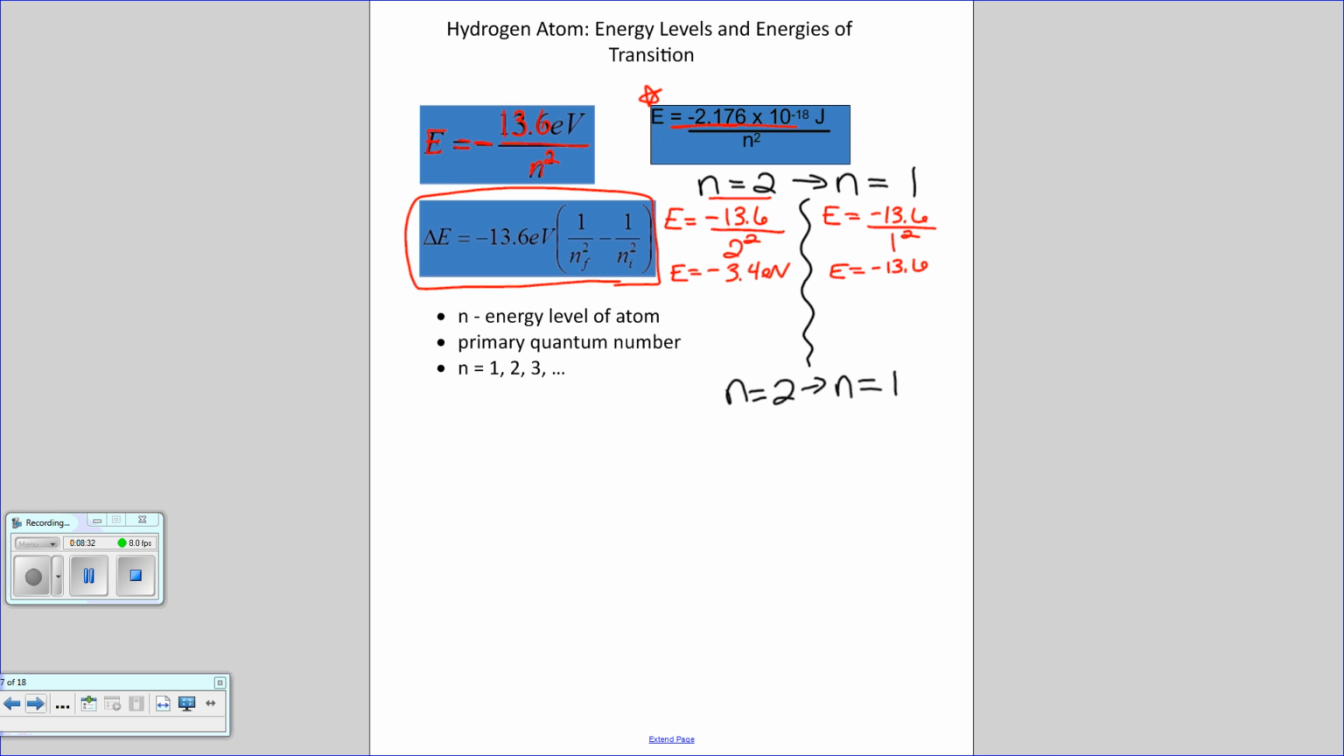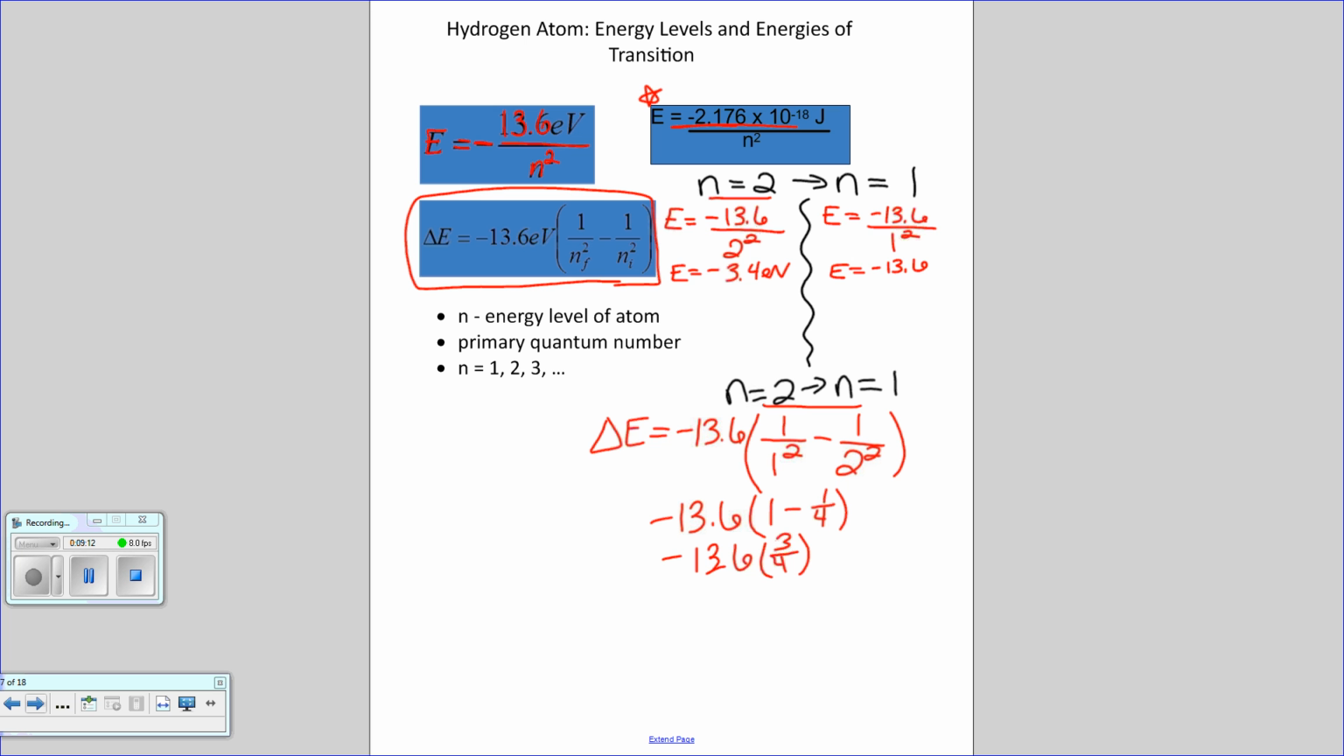So for example, if I was to go from 2 to 1, I would say, all right, how much energy was absorbed or emitted, taken in or taken out? That would be negative 13.6 times 1 over the final n squared, which in this case was 1, minus 1 over the initial n squared, which was 2. So negative 13.6 times 1 minus a quarter. So that would be negative 13.6 times 3/4. All right, so negative 13.6 times 3/4 is 10.2. So my change in energy is negative 10.2.